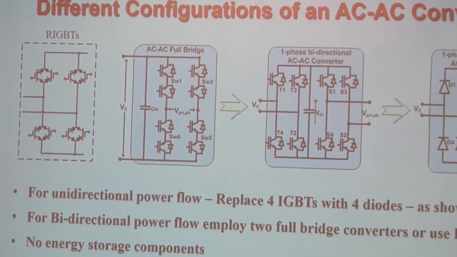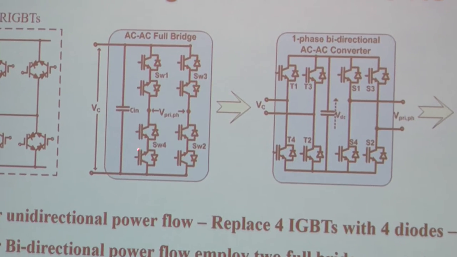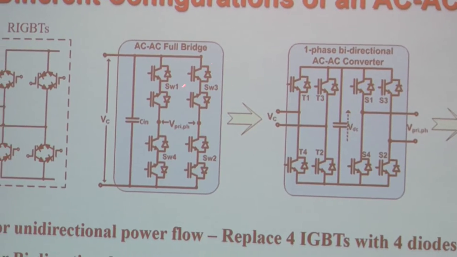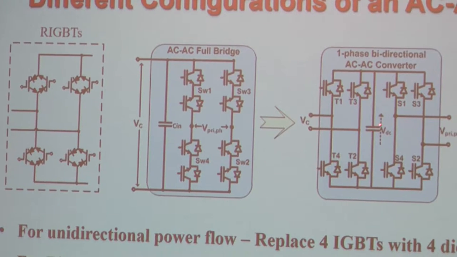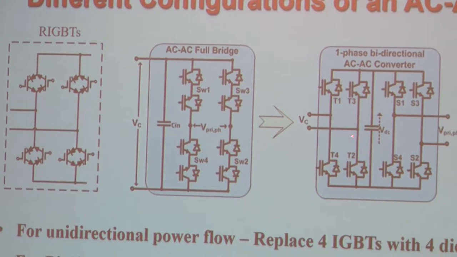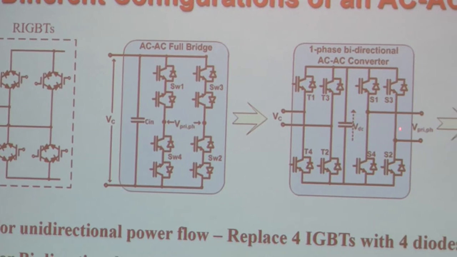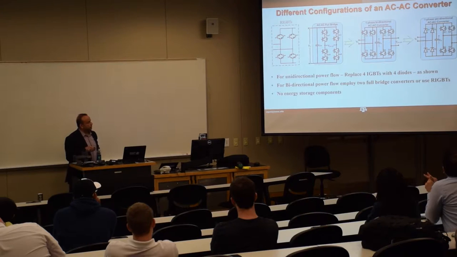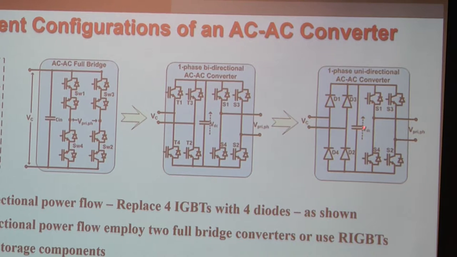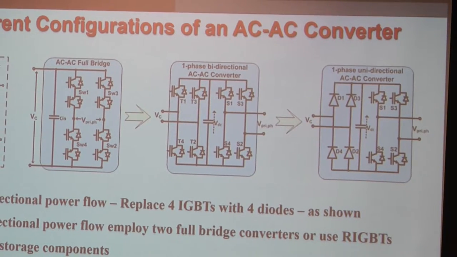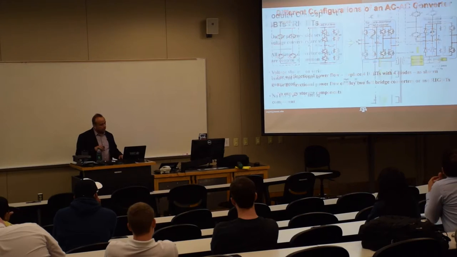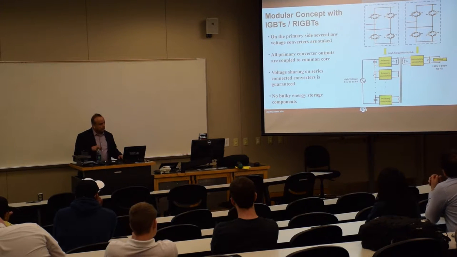So there are no energy storage components. If this could be modified this way, and this also can be configured this way, with a very, very extremely small capacitor, a weak AC link, and if the power has to flow only in one direction, we can sacrifice these switches and just put a diode, a very weak AC capacitor, and an inverter. So that's our configuration. Depending on the power flow, we keep doing different things.